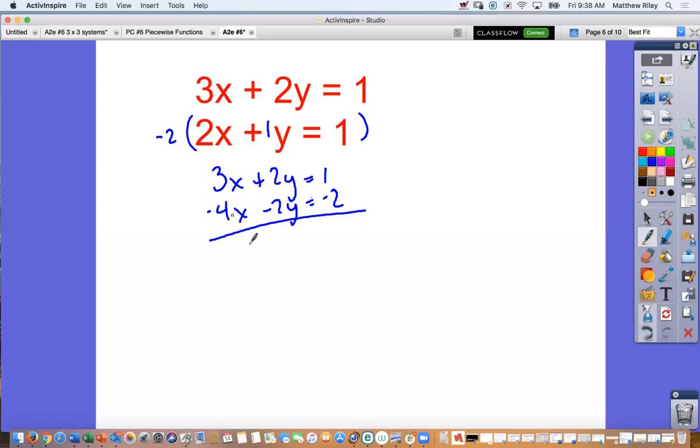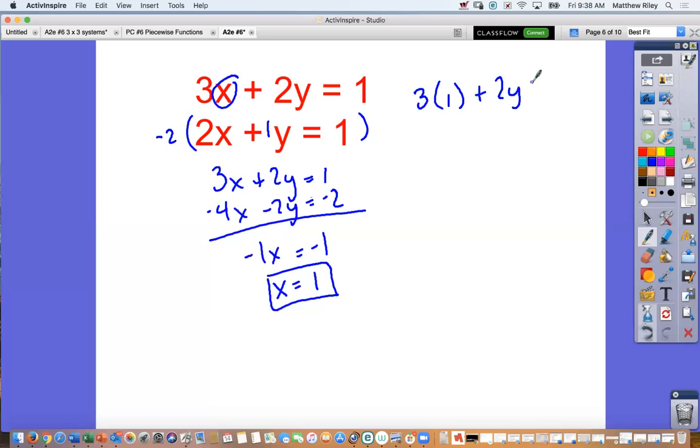Once I've got that, 3x minus 4x is -1x. The y's cancel, equals -1. I don't want to know the value of -1x, so I divide by -1 or change the signs, and x is 1. If x is 1, how do I find y? Plug it back into any one of these equations. I'll plug it in right here. 3 times 1 plus 2y equals 1. Divide by 2.